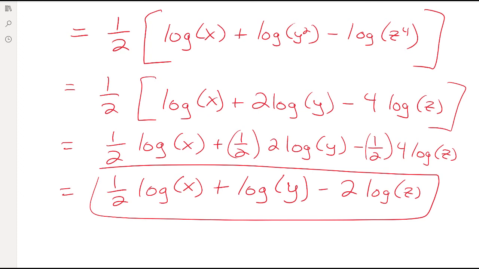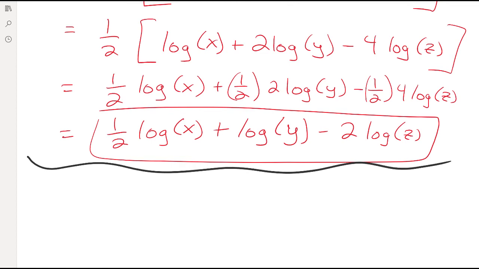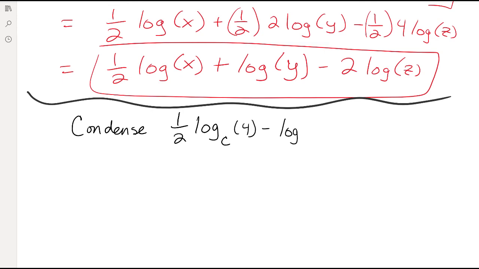All right, let's see, just a couple more. Make sure you guys are rock solid for this homework. What if we had this? What if we had to condense 1/2 log base c of 4 minus log base c of x minus 9 log base c of y.